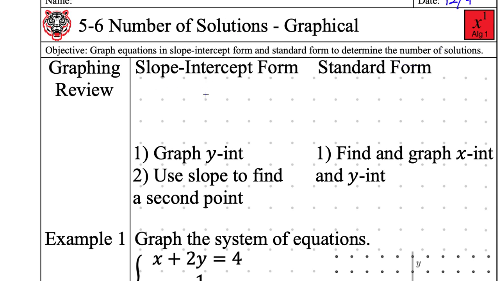Slope-intercept form. What is the general form for slope-intercept form? I urge you to pause the video and try writing down the general equation for both of these now. All right, so I'm unpausing the video, or you're unpausing the video, and this is going to be y is equal to mx plus b, and standard form is ax plus by is equal to c, and remember a, b, and c are all integers, that is whole numbers.